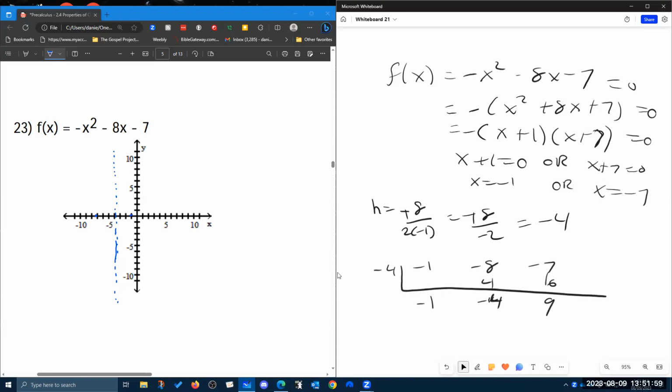So this is a very similar problem to the last one, only it's up here at a positive 9 now, on the axis of symmetry there. And our y-intercept is at negative 7 down here. And so that means that we have another point that's symmetric to it over here.